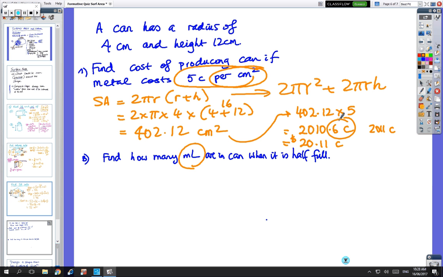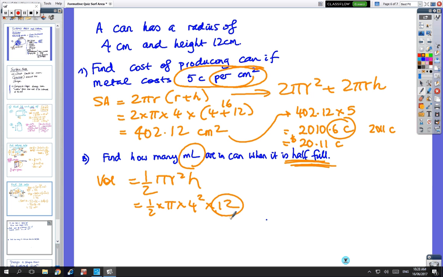Okay, so next one is a volume question. So the volume formula is pi r squared h, but we've only got half of it. So either divide by 2 or times by half. It doesn't matter which you do. Radius is still 4, and the height is 12. So technically, instead of having a height of 12, you could have had a height of 6. So rather than doing half of 12, you could have had it as a 6. So it's pi times radius squared times 6, and then you've got half your height. So it doesn't matter which way you do it.